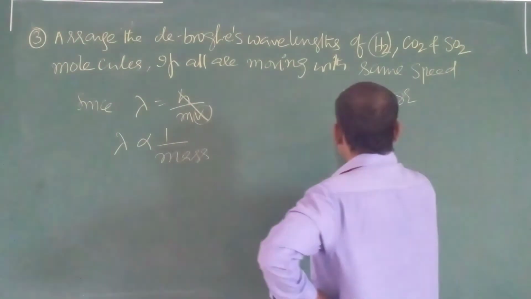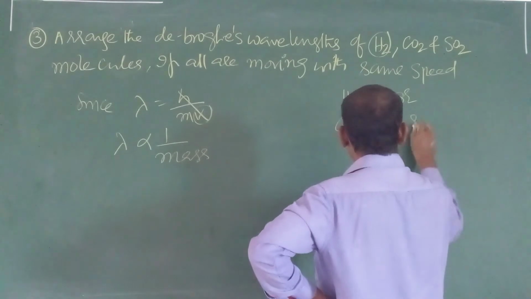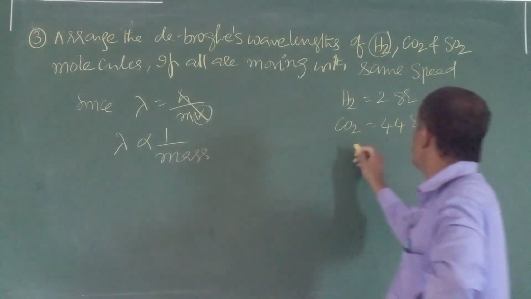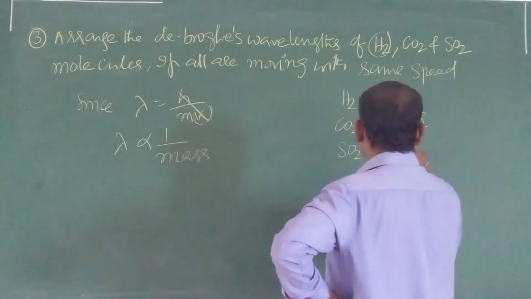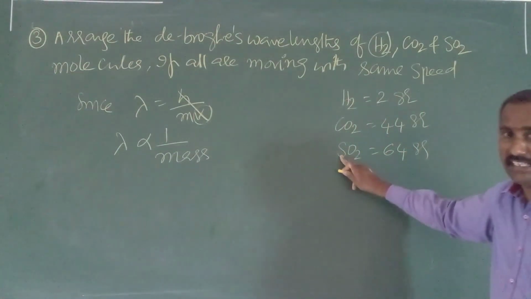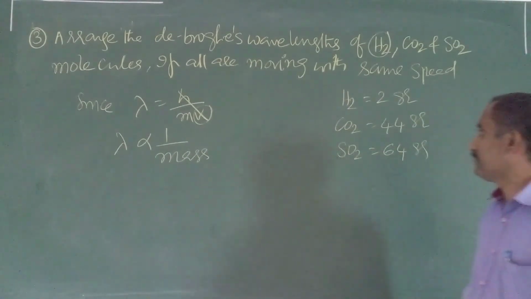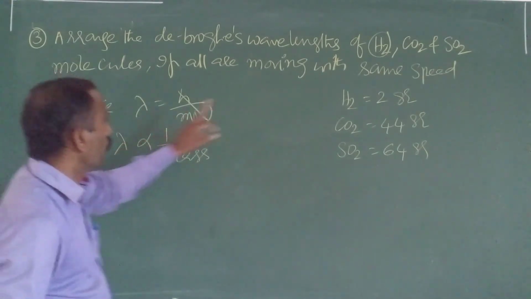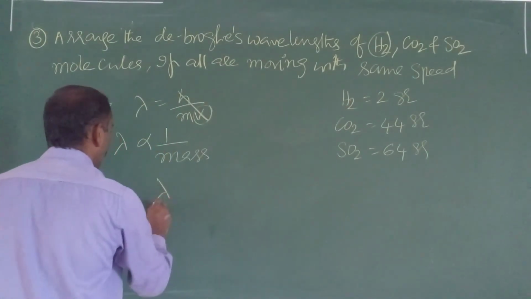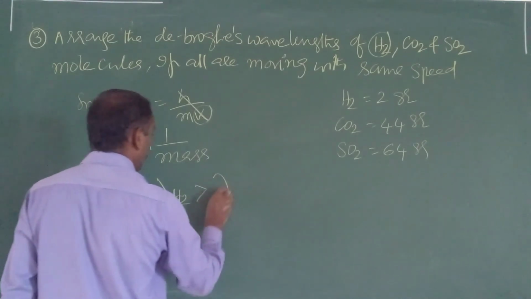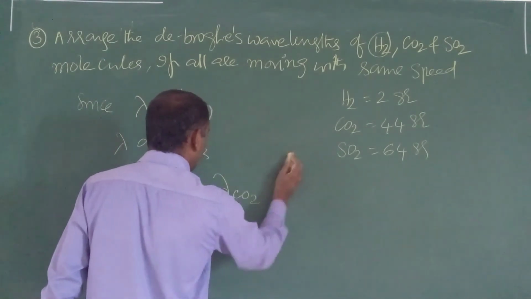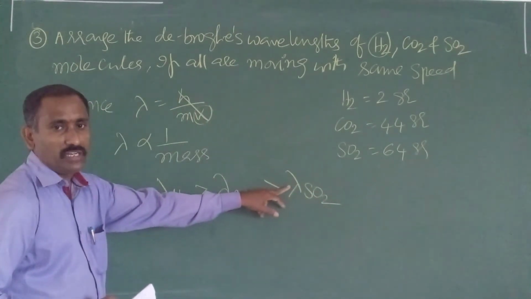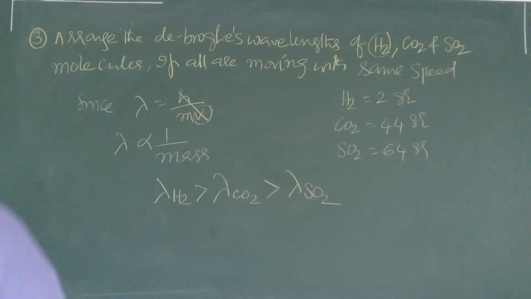Hydrogen molecular mass is 2 grams. CO2 molecular mass is 44 grams, because carbon is 12 and oxygen is 32, 12 plus 32 is 44. SO2 molecular mass is 64 grams: sulfur 32, O2 32, total 64. Therefore, wavelength is inversely proportional to mass. Whenever mass is less, wavelength is more. Therefore, the wavelength of hydrogen is more than that of CO2, which is more than that of SO2. SO2 has high molecular mass, hence less wavelength.